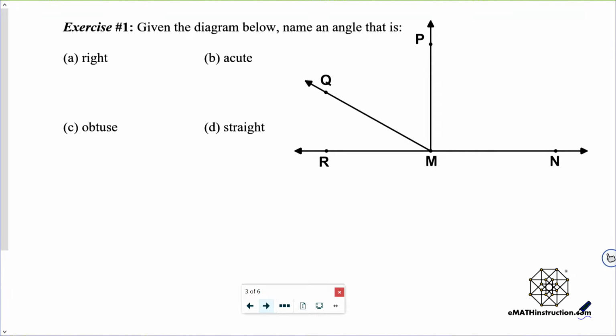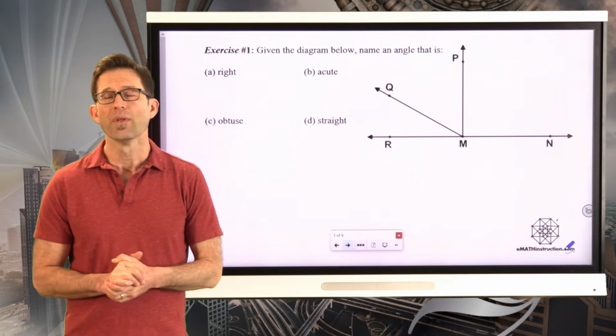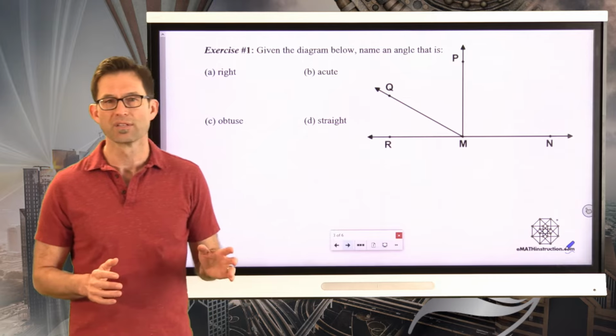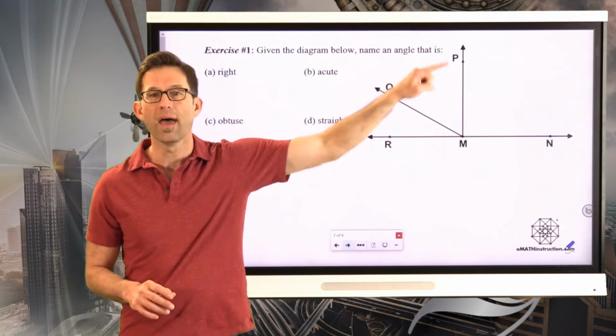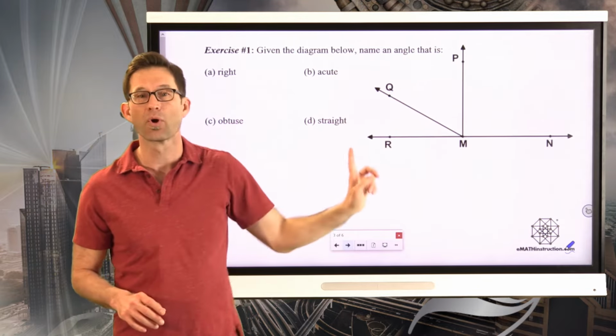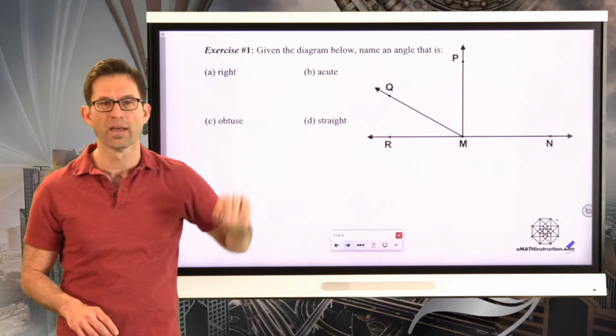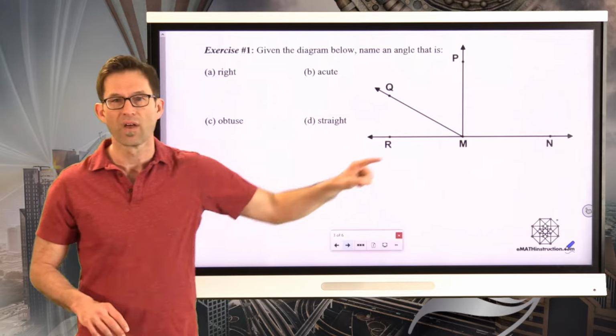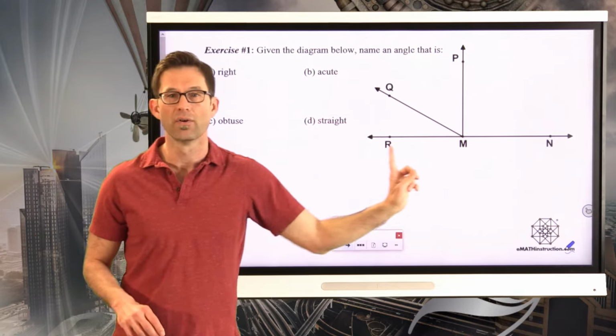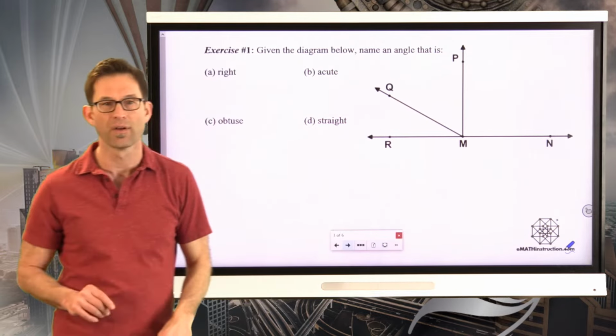Exercise number 1. Given the diagram below, name an angle that is A, a right angle, B, an acute angle, C, an obtuse angle, and D, a straight angle. All right, so one thing I really should have mentioned in this problem was that PM, or ray MP, is perpendicular to line RN. I really should have mentioned that, that I've got this perpendicular to this. So let's just assume that for the time being.